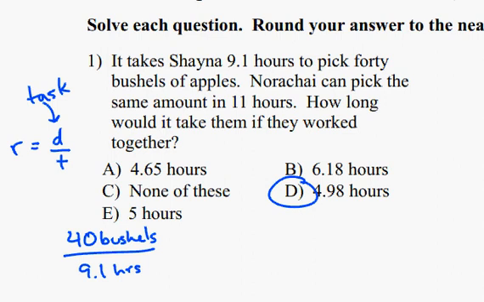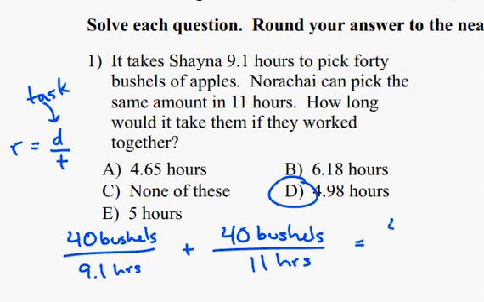So if they have to do 40 bushels, then however many bushels per hour they do, when they work together, that's the total number of bushels per hour they can do. So for Nora Chai, she can do the same amount, 40 bushels, in 11 hours. So we're just adding their speeds together, and that means that in some amount of time we don't know, they can do those 40 bushels.